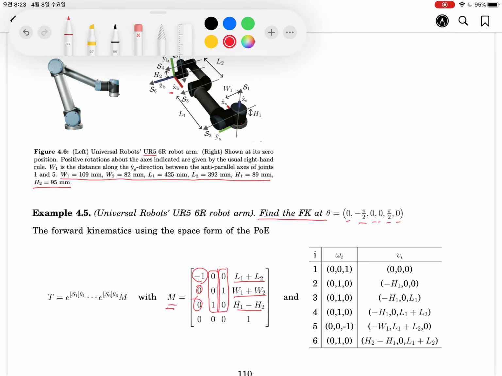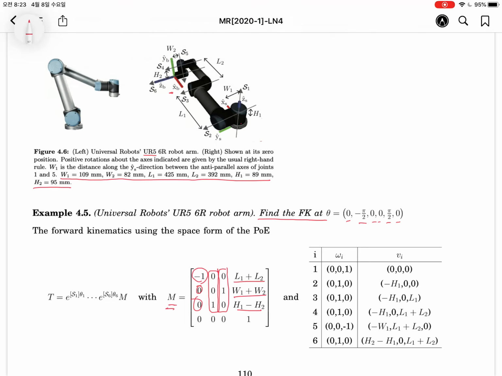Okay, so let's obtain the screw axis of all the joints. First one, this is S1, this is S2, S3, S4. Where is S4? S4 is here. S5, S6. Okay, S1. The rotational angle is aligned to the z, so 0, 0, 1. This axis goes through the origin of the base frame, so 0, 0, 0 linear velocity appears.